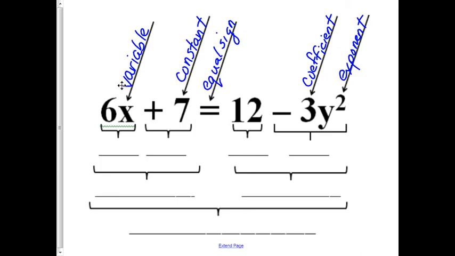Now, if we look a little bit further and we look at the 6x, the plus 7, the 12, and then the minus 3y squared. Those are all terms.